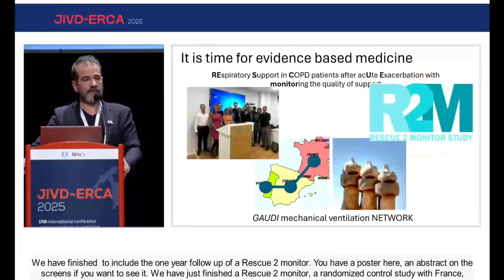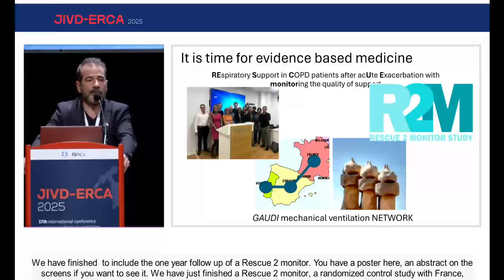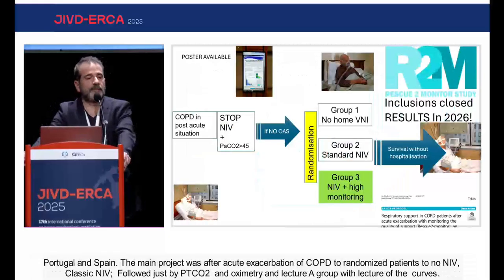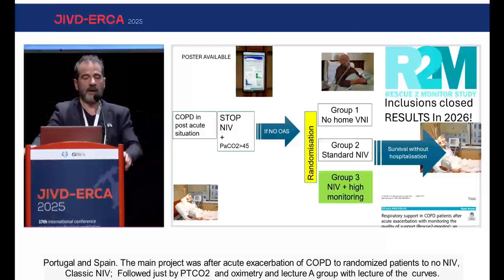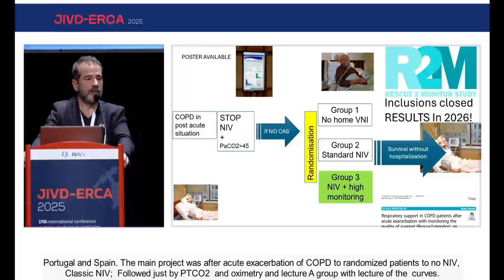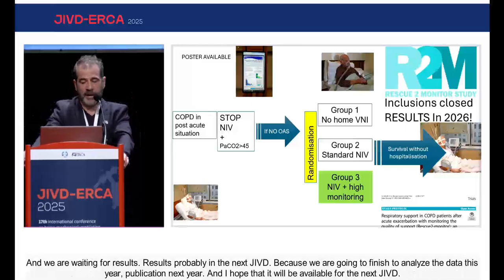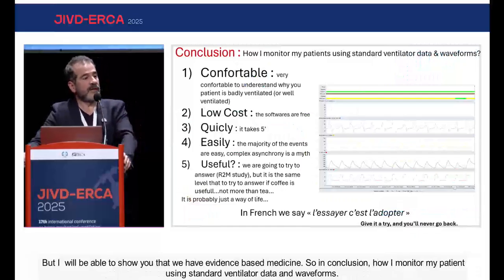So, we have finished the inclusion and the one-year follow-up of the Rescue 2 monitor. You have a poster here and an abstract on the screens if you want to see it. We have just finished the Rescue 2 monitor, a randomized controlled study with France, Portugal, and Spain. The main project was, after acute exacerbation of COPD, to randomize patients to no NIV, classic NIV followed just by PtCO2 and oximetry, and a group with reading of the curves. And we are waiting for results. The results will probably be at the next GIVD, because we are going to finish analyzing the data this year, with publication next year, and I hope that it will be available for the next GIVD, so I will be able to show you that we have evidence-based medicine.